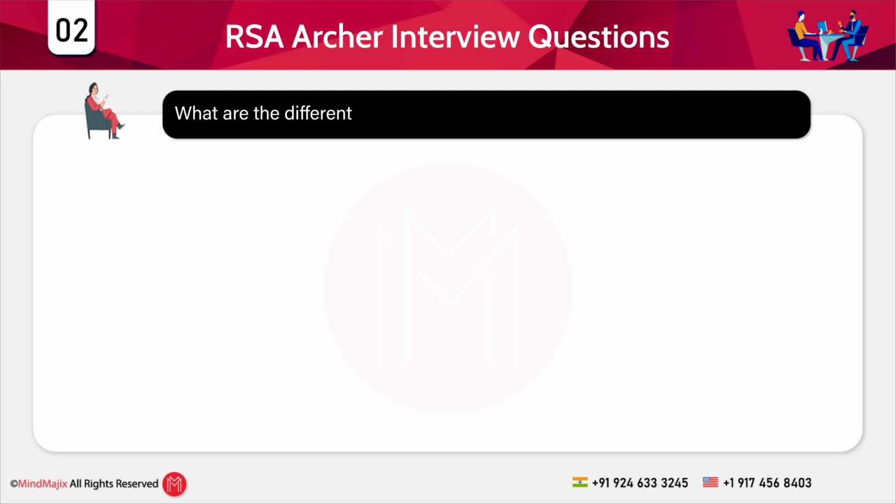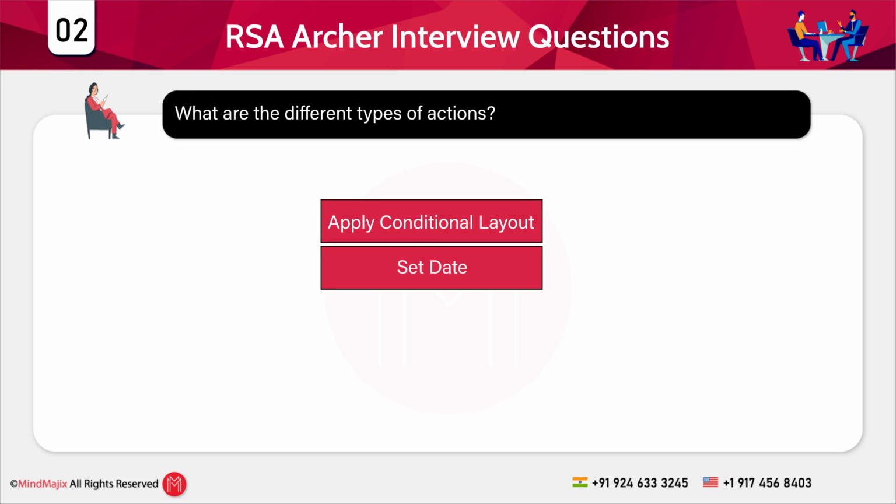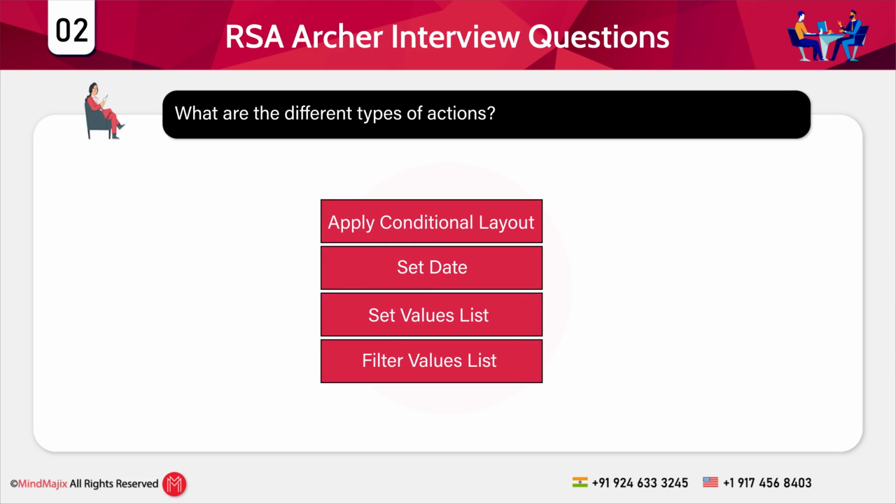What are the different types of actions? Okay, so there are rules and actions in Archer. Now, rules are basically the criteria on which the actions work, or on which an action gets triggered. The types of actions are, again, 4 types. Earlier, we used to have 5 types of actions, but now there are just 4, which are apply conditional layout, set date, set value list, and filter value list. These are the different types of actions which we have.